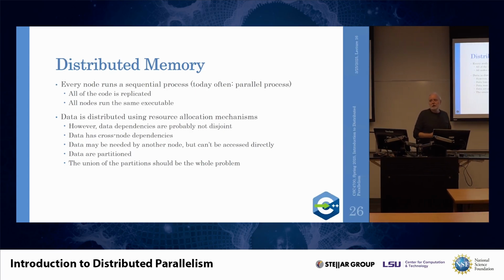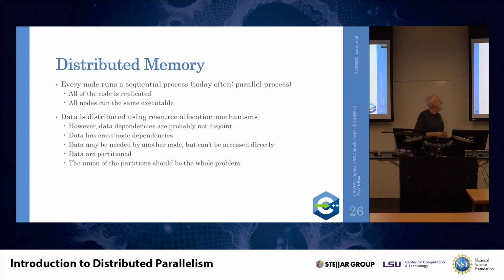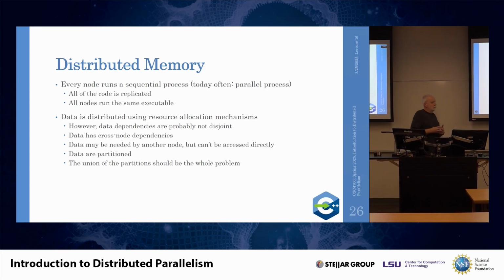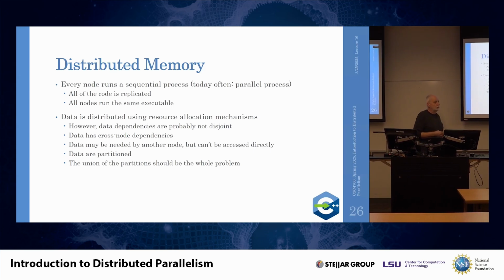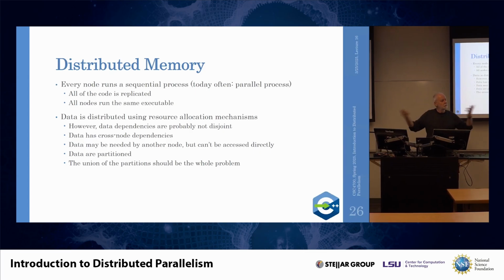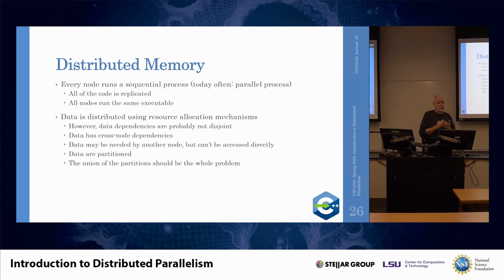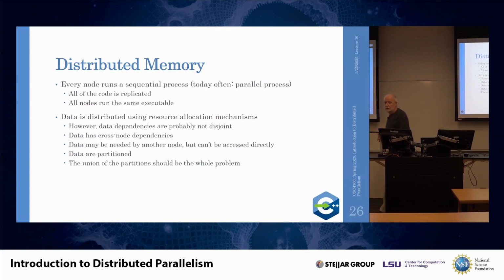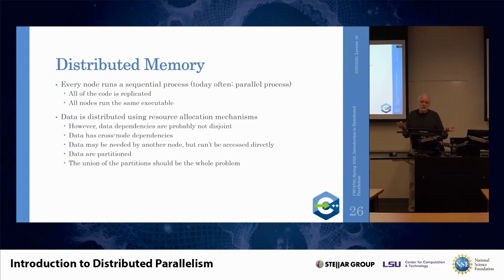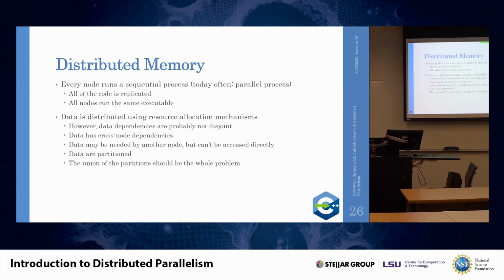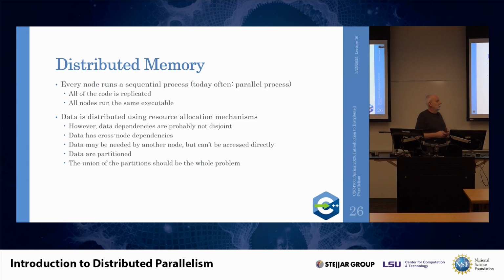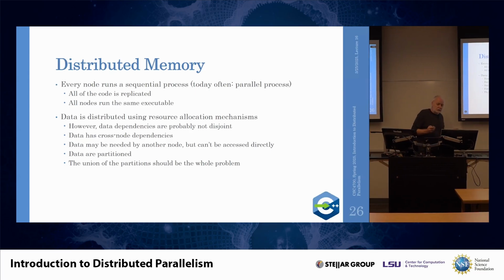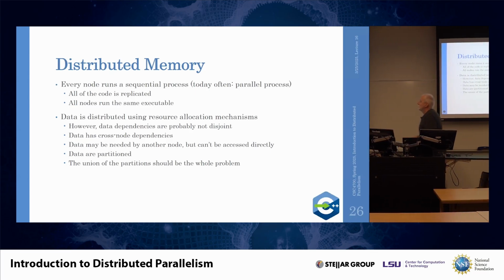Essentially, all nodes run the very same executable. The data is distributed using some resource allocation scheme, but the problem here is that the data dependencies are probably not disjoint. So you might have dependencies from one node to another node. Those dependencies we talked about last time when we talked about tasking might have cross-node character. And this is kind of a problem, because you can't directly access that data. The data may be needed by another node, but can't be directly accessed because it's partitioned. But still, all the partitions give you the union of the whole program.